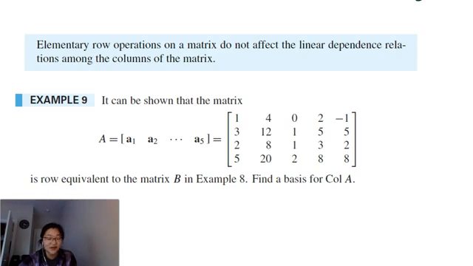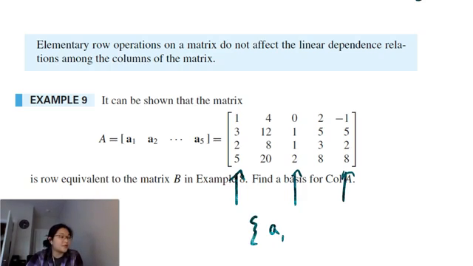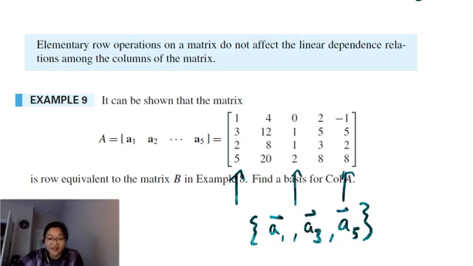Pause the video, think about it. Well, since we know that our linear dependence relations are not affected by our row operations, and we were using columns 1, 3, and 5 before, nothing is stopping us from using columns 1, 3, and 5 now. So we can take our vectors A1, A3, and A5, and there we go. That is our basis for the column space of A.